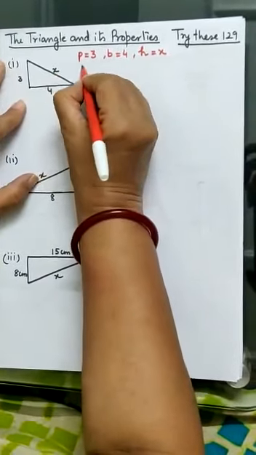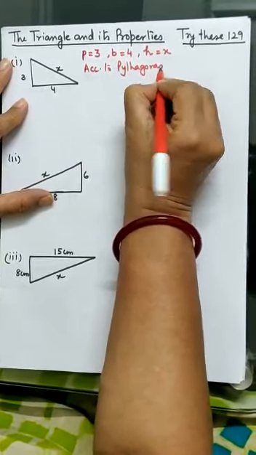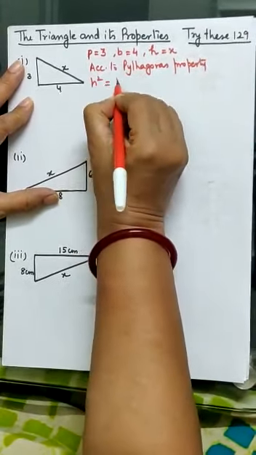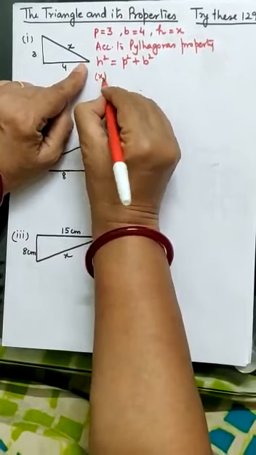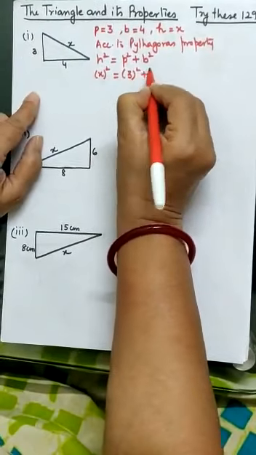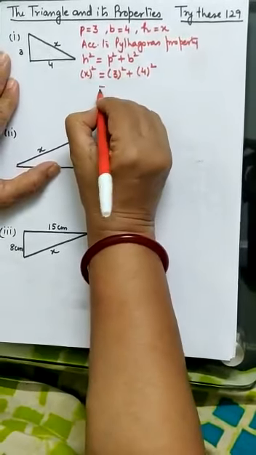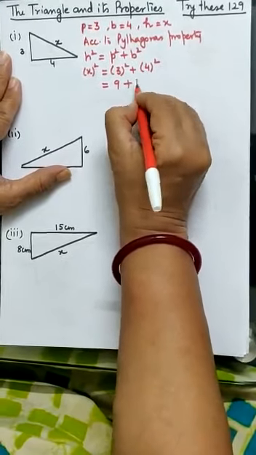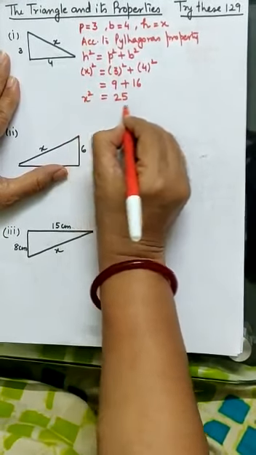Now according to Pythagoras property, h square is equal to p square plus b square. So now here h is x, so this becomes x square, and p here is 3, so p square means 3 square, and here b is given 4, so b square is 4 square. Now 3 square means 3 into 3, which is 9, and 4 square means 4 into 4, which is 16, and 9 plus 16 is 25. So we get x square is equal to 25.